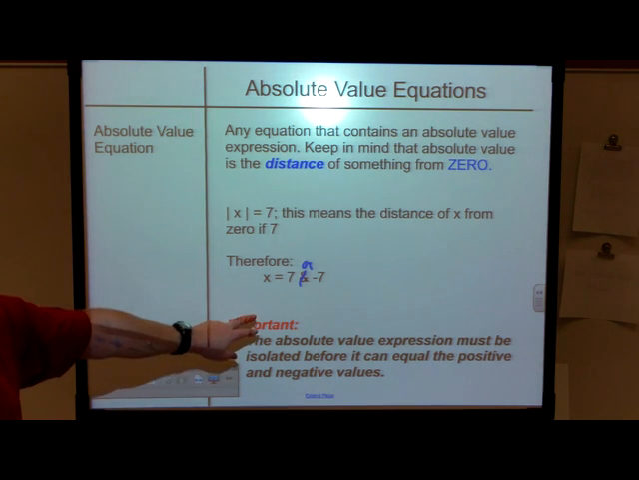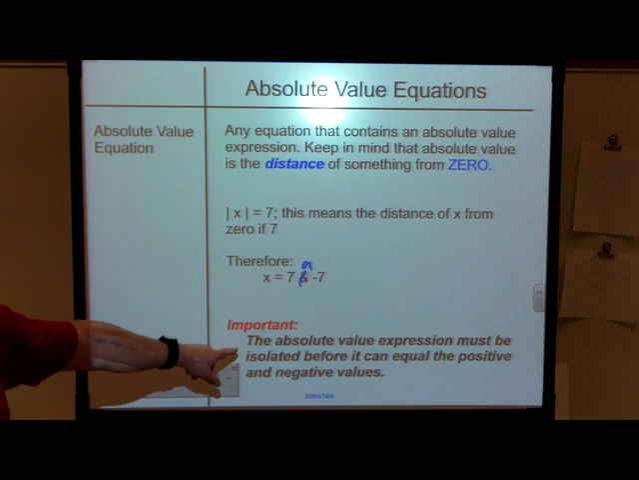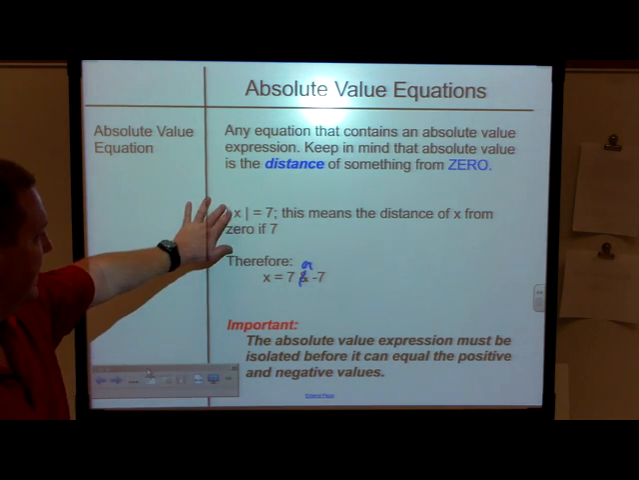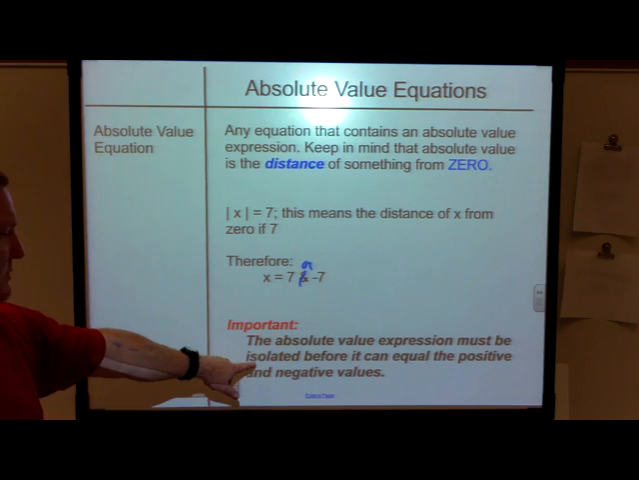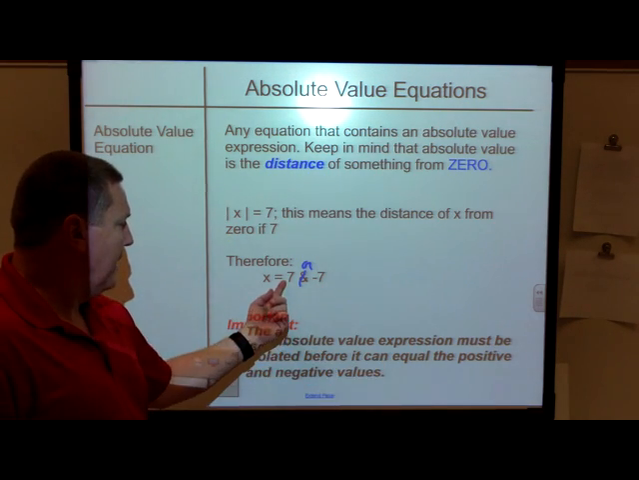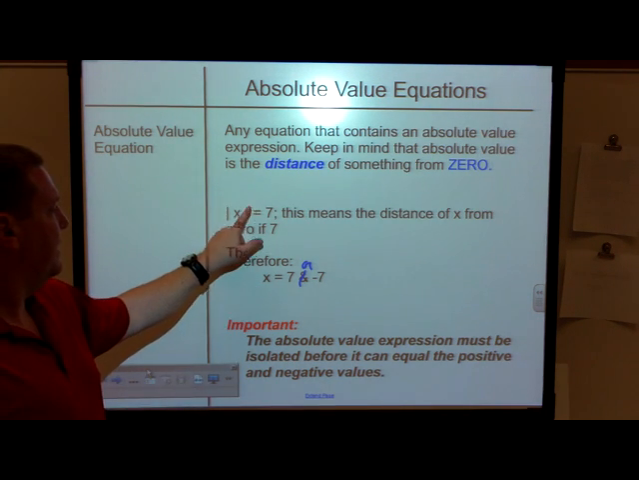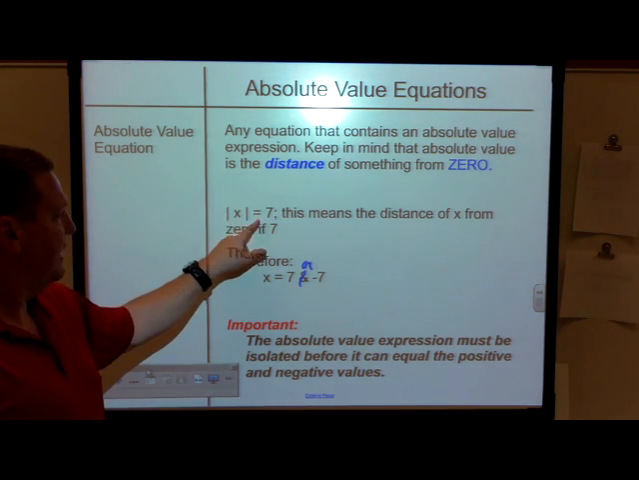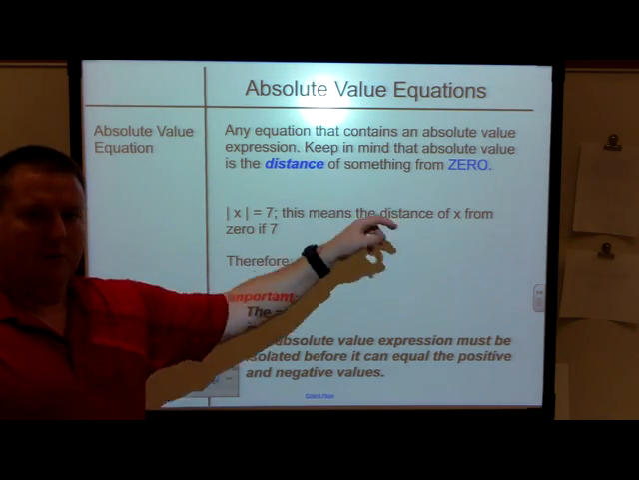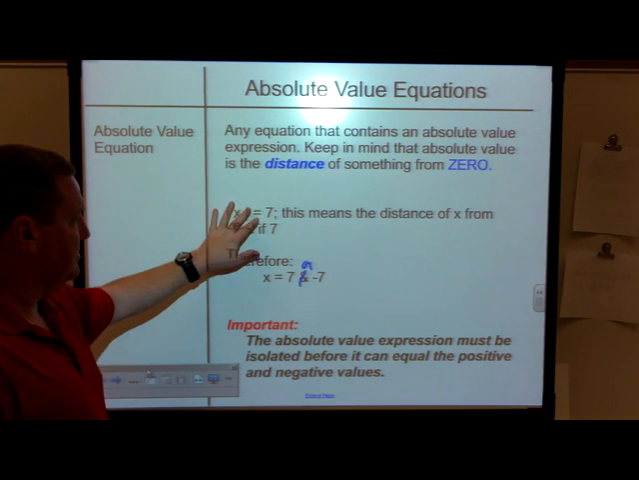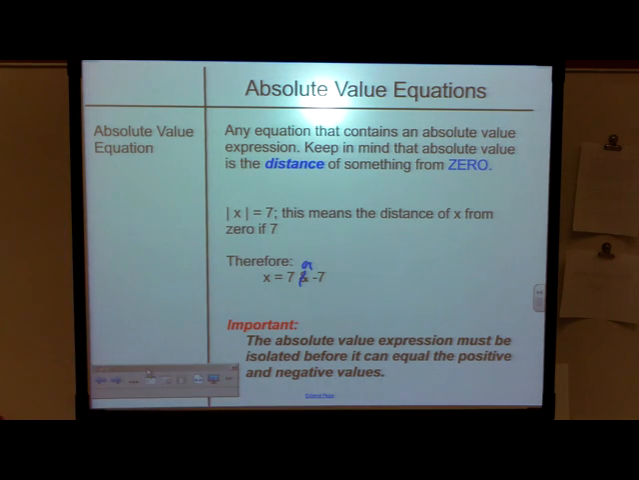Important though, we're going to see this here in a moment. The absolute value expression, that's this part inside the absolute value itself, must be isolated before it can equal the positive and negative values. So if I have anything going on outside of my absolute value bars, I have to get rid of them, move them to the other side. I have to isolate the absolute value as if it were one giant variable.